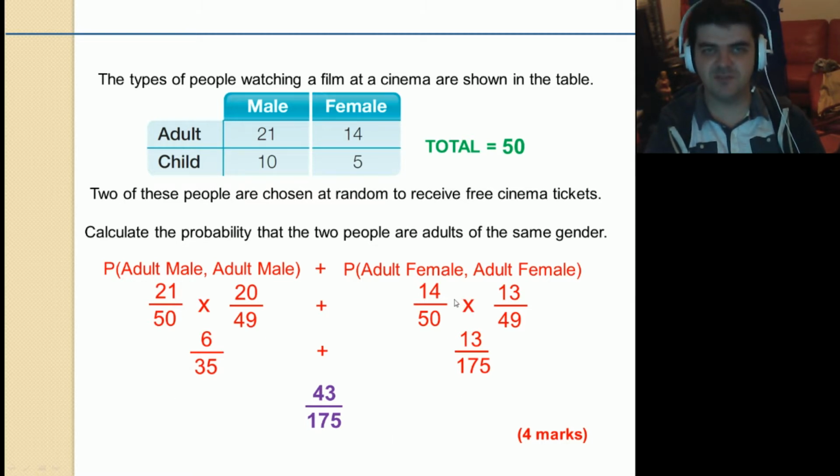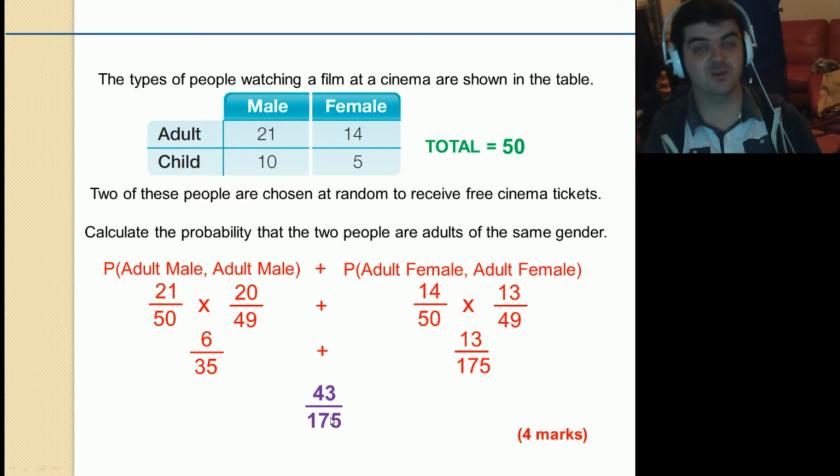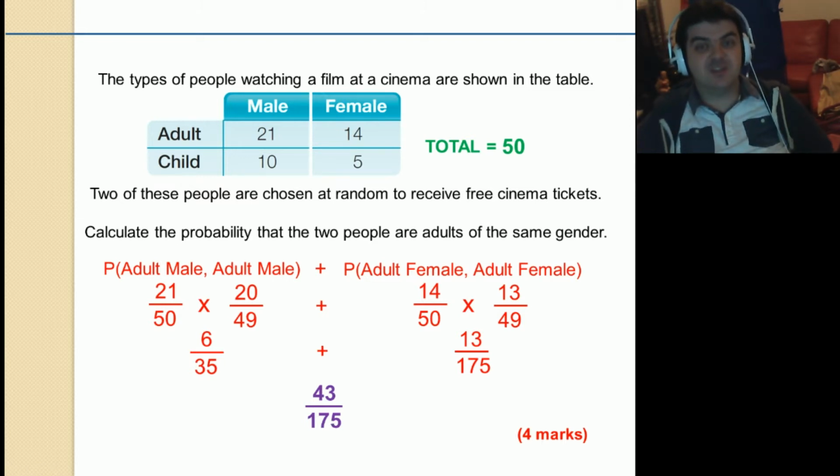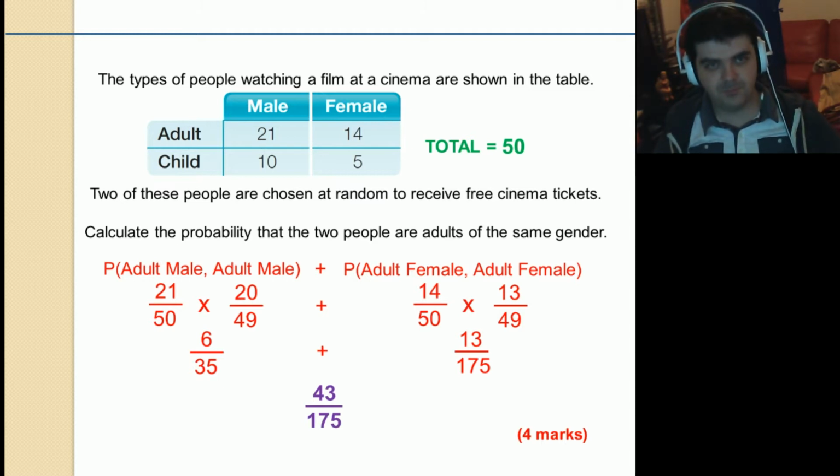If I do the same for the female, I get 14 out of 50 and 13 out of 49. This gives me that. If I add those two together, I get that. And there's 4 marks for it. And that is very much a star standard question. Very difficult, but not impossible.